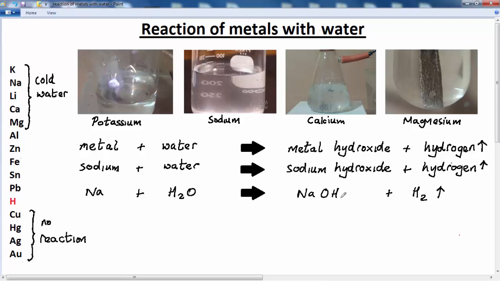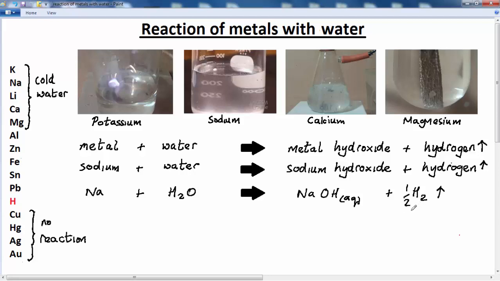Now let's just write that. We'll put aq there because this is an aqueous solution of sodium hydroxide, and you'll notice that at the moment the sodiums are balanced, the oxygens are balanced, but the hydrogens aren't. We've got 2 hydrogens here and we've got 3 on this side. So to balance this, I'll do a little trick. I'll put a half there.